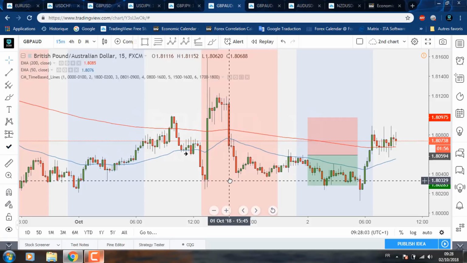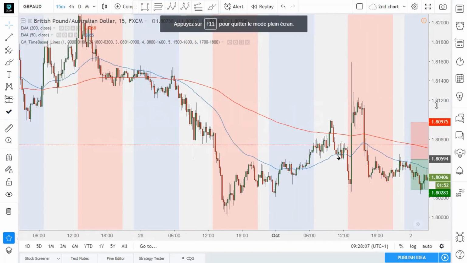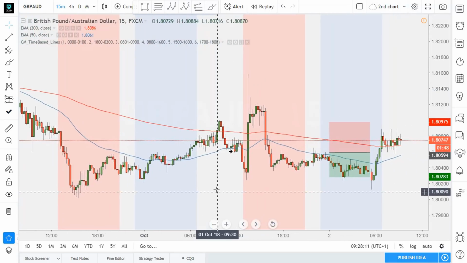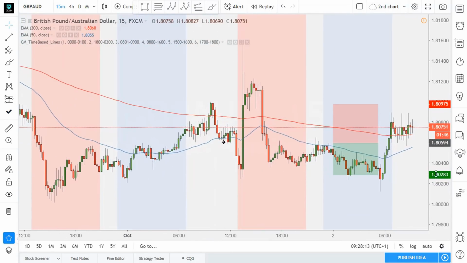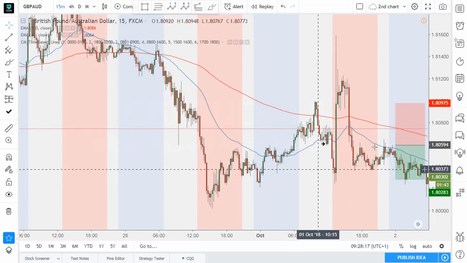This was the first one on the pound AUD, and I will try to explain to you why exactly I took this trade. So let's start off with our pattern formation.